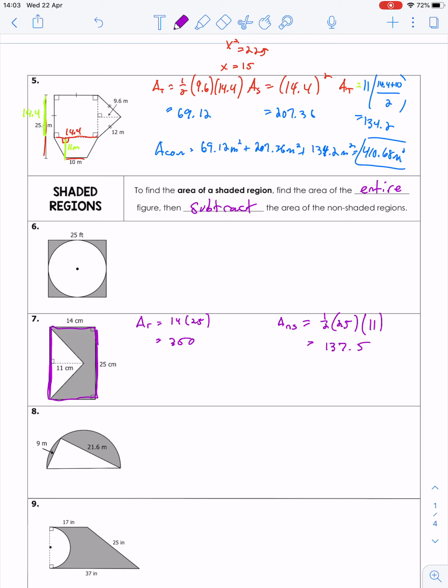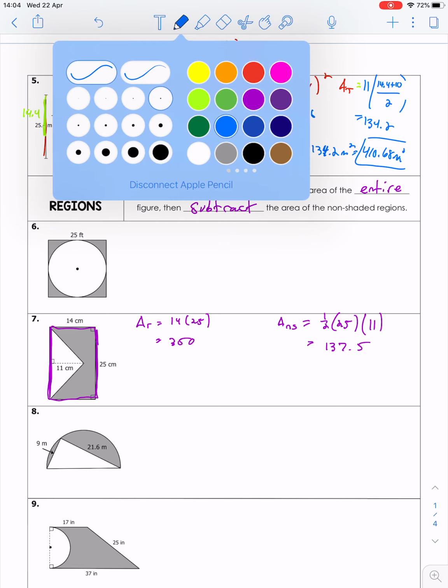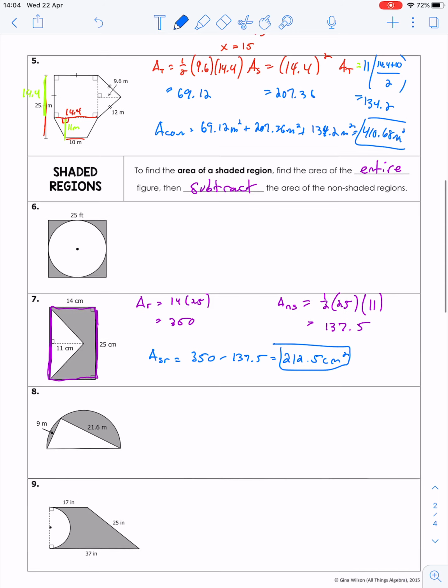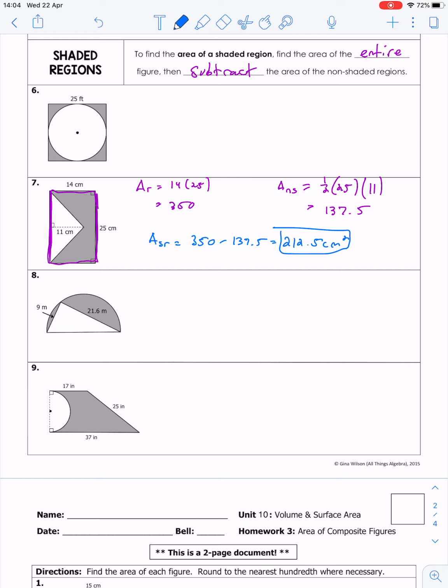And to find the area of the shaded region, we take the area of the whole thing and we get rid of the non-shaded region. So that all that's left would be the shaded region. That's the idea. So we get area of shaded region is going to be 350 minus 137.5. And our answer is going to be in centimeters squared, since we're working with area. There we go. Okay, number 9, a little bit trickier, so let's do it.